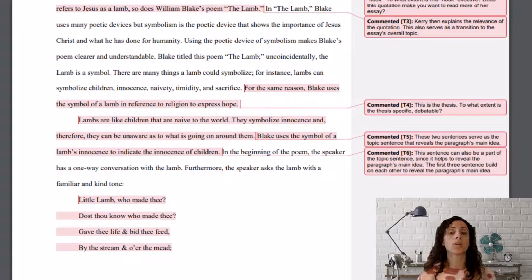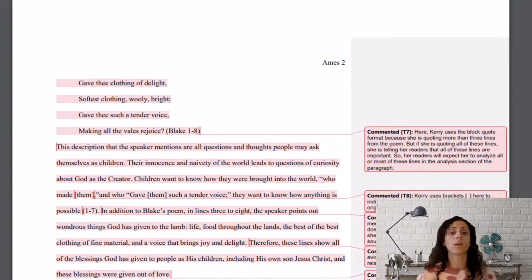Furthermore, the speaker asks the lamb with a familiar and kind tone, "Little lamb, who made thee? Dost thou know who made thee? Gave thee life and bid thee feed by the stream and over the mead. Gave thee clothing of delight, soft as clothing woolly bright. Gave thee such a tender voice, making all the valleys rejoice." Blake, lines 1 through 8.